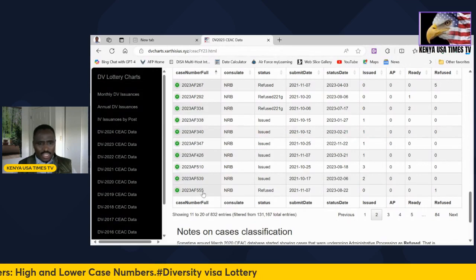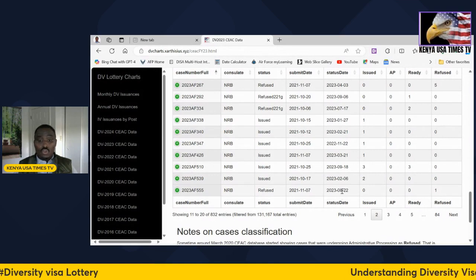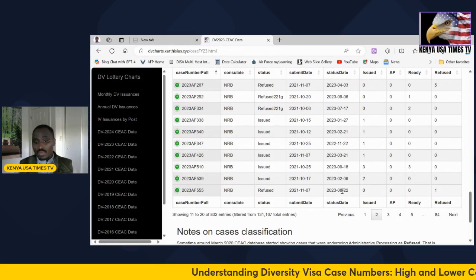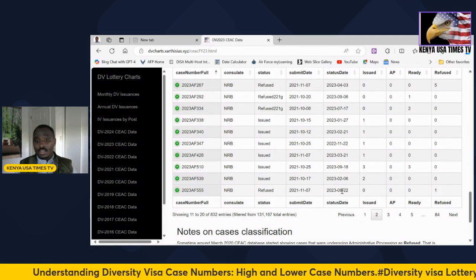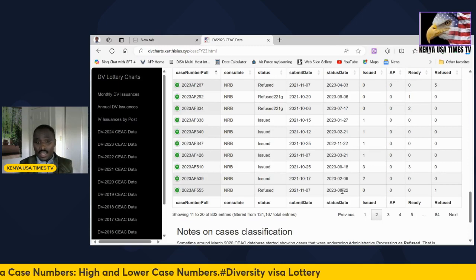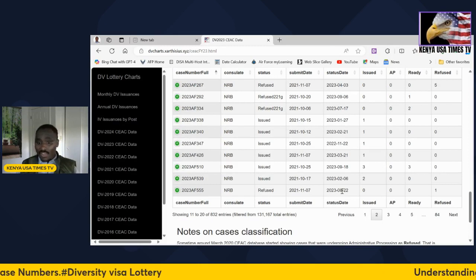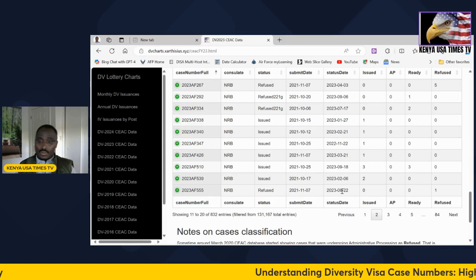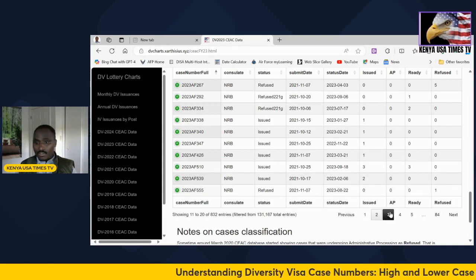As you can see, this one, AF55, refused because of one or two reasons. Maybe this person missed providing enough documentary evidence, enough documents to support his claim for the visa and so forth. So be careful. Having a lower case number and you have other issues does not guarantee you a visa. You have to be careful.